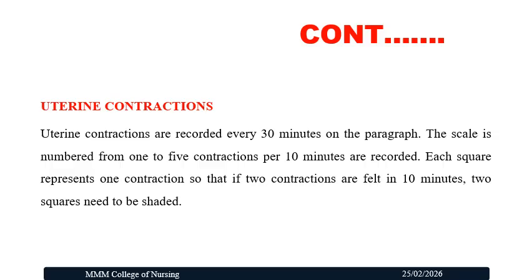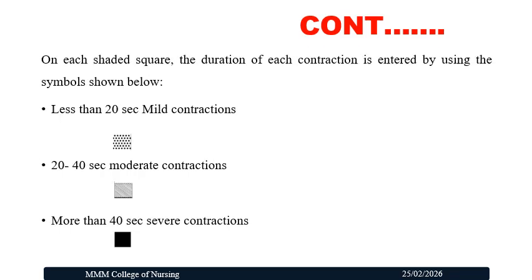The scale is numbered from 1 to 5 contractions per 10 minutes are recorded. Each square represents 1 contraction, so that if 2 contractions are felt in 10 minutes, 2 squares need to be shaded. So I will show you the image of the uterine contraction.